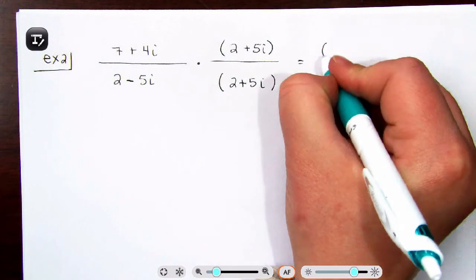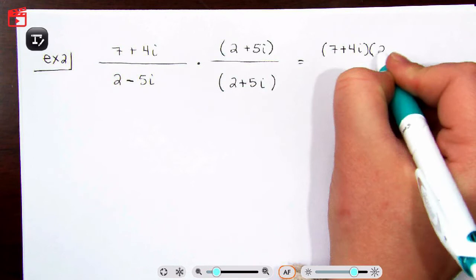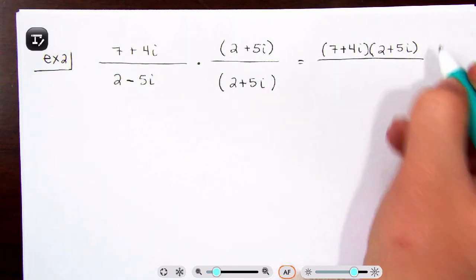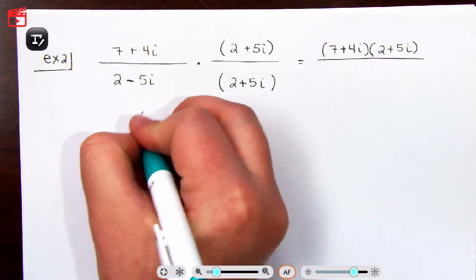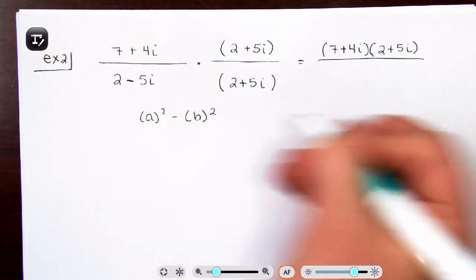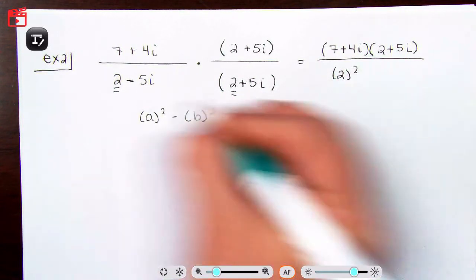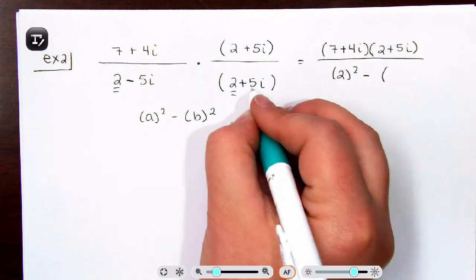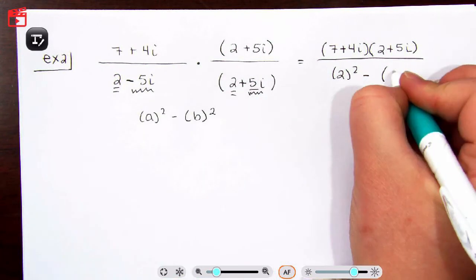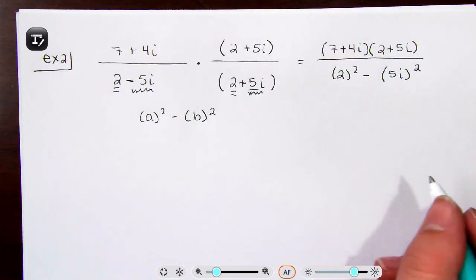In our numerator, it looks like we're going to FOIL because we have two binomials that need to be multiplied. In our denominator, remember we have a squared minus b squared. So what is our a? Our a is 2, so we have 2 squared. Minus, in this case our b, let me do a jagged little line here, is 5i, and that's 5i squared. Not just the i, but the 5 as well.